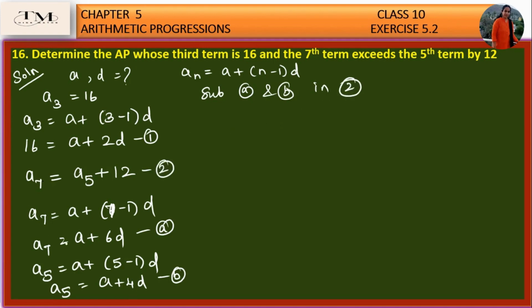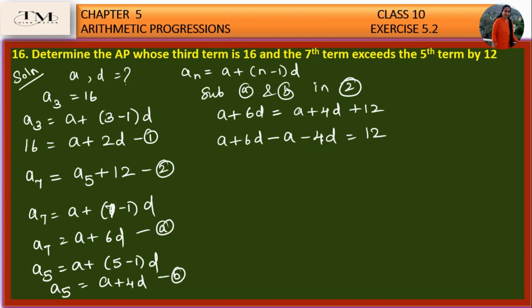So instead of a7, I can put a plus 6d equal to, instead of a5, a plus 4d. The remaining is plus 12, plus 12. So bringing everything to one side, here a plus 6d, this plus a will become minus a, plus 4d will become minus 4d. I am keeping this 12 here. So both a's get cancelled.